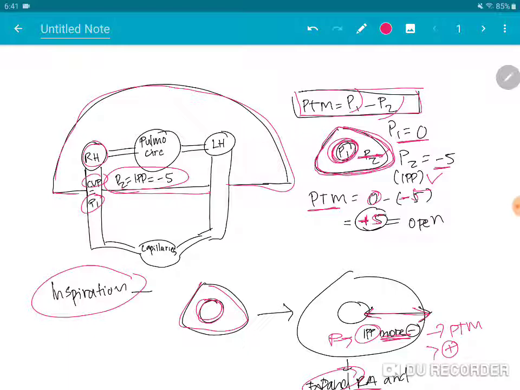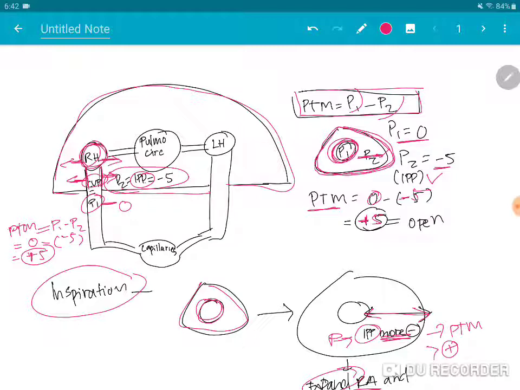So when we put in the formula PTM equals P1 minus P2, right? P1 value is usually 0. So 0 minus, and P2 is the IPP value of -5. So PTM is +5. So +5 means it will keep the structures, the right heart and the CVP, central venous pressure, positive. When it's positive, that means it will keep it open. So the great vein here will expand out and the right heart will expand out.